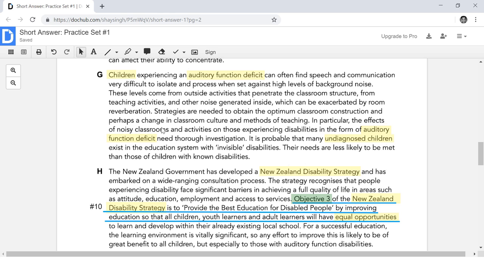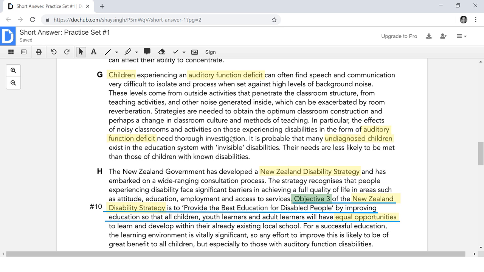In particular, the effects of noisy classrooms and activities on those experiencing disabilities in the form of auditory function deficit need thorough investigation. Okay, so we know that we are talking about children who are in classrooms. So in other words, we are talking about school children who are having hearing problems. We know that because the passage says experiencing disabilities in the form of auditory function deficit. That's just a complicated, fancy way of saying hearing problems. Children who are experiencing hearing problems, hearing disabilities.